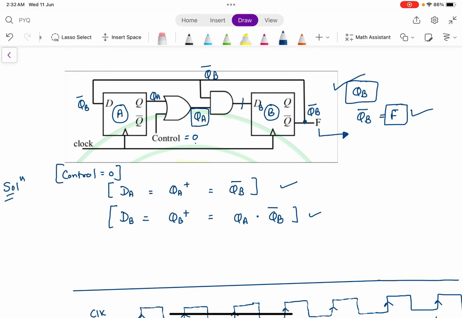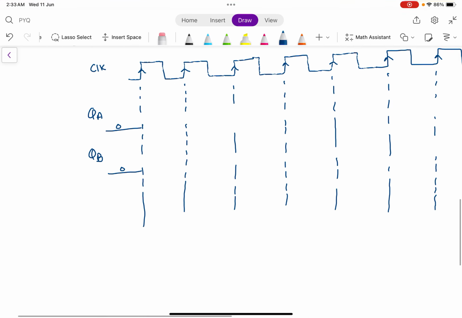This is the same in control signal 0 as well as in control signal 1. That doesn't change because F is stuck at this point, which gives you QB complement. Once you get the frequency of QB, you will get the frequency of QB complement, because nothing will change. These signals both are complements of each other. That's why I am writing the signals QA and QB.